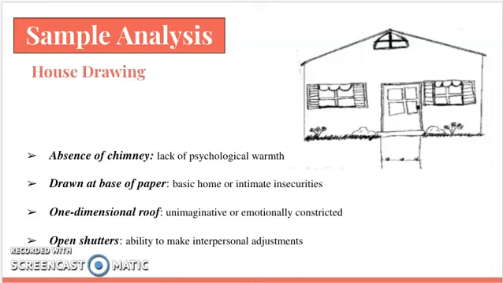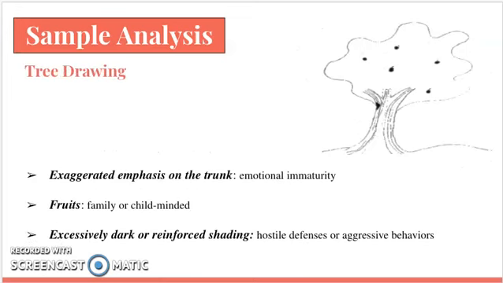I'm noticing a one-dimensional roof, indicative of maybe the test taker is unimaginative or emotionally constricted. I'm seeing open shutters, which has a positive indication of an ability to make interpersonal adjustments. In terms of this person's tree drawing, I'm seeing exaggerated emphasis on the trunk, which could indicate emotional immaturity in the individual. We see fruits, which might indicate that the individual is family or child-minded or immature. And then we're also seeing reinforced shading with those fruits and those shadings of the trunk. And this might indicate hostile or aggressive behaviors towards others.